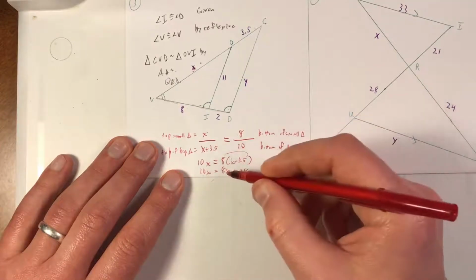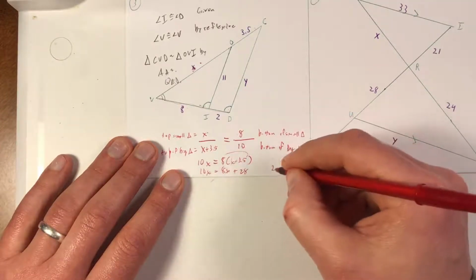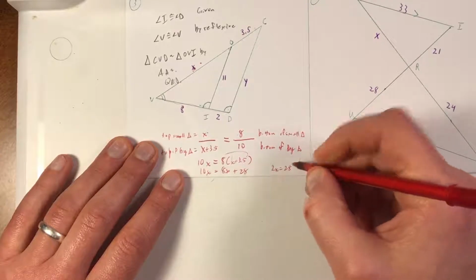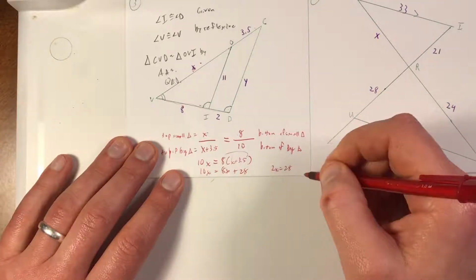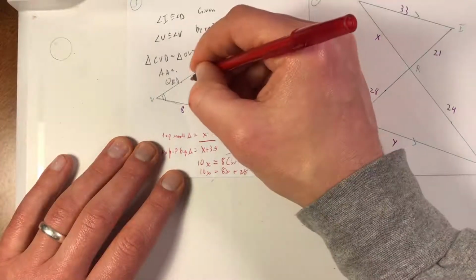Then we just got a nice algebra problem. Subtract 8x from both sides. You get 2x is 28. Divide both sides by 2. X is going to be 14.